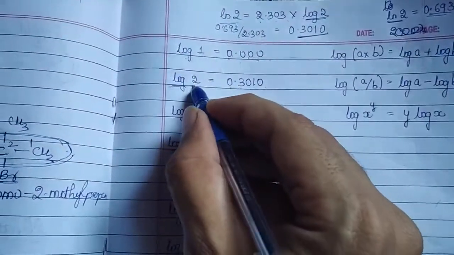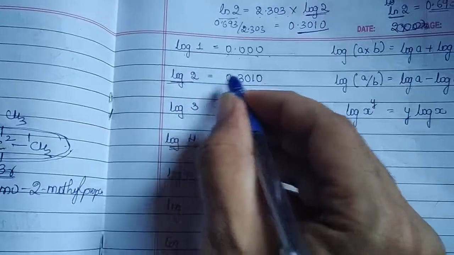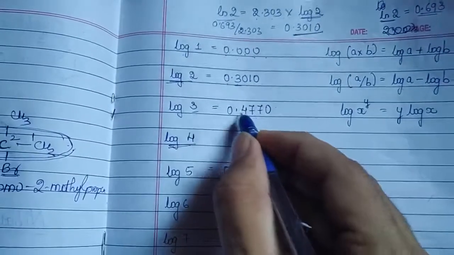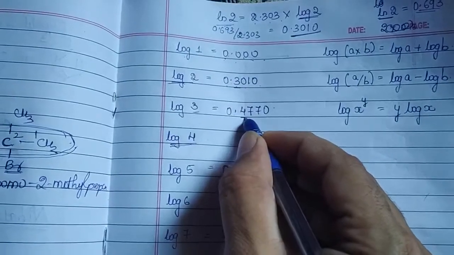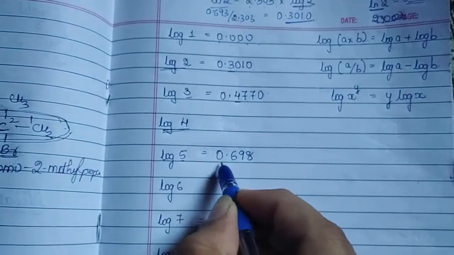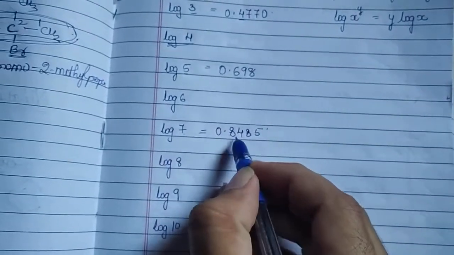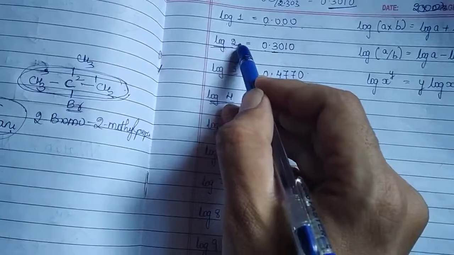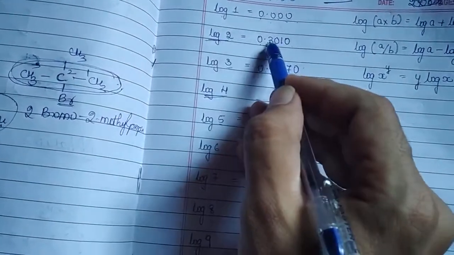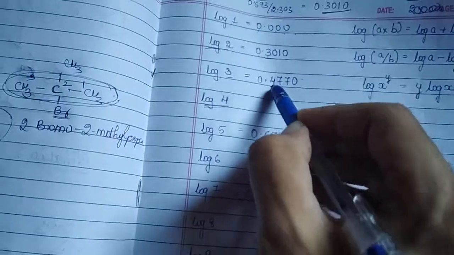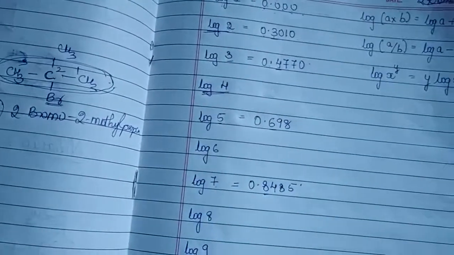So when you come to 2, see, when it is 2, after the point it is 3. When it is 3, after the point it is 4. When it is 5, after the point it is 6. When it is 7, after the point it is 8. So that means whatever the log value is, you have to just add 1, and you will get the first digit after the decimal. Are you getting my point? This is the first hint.